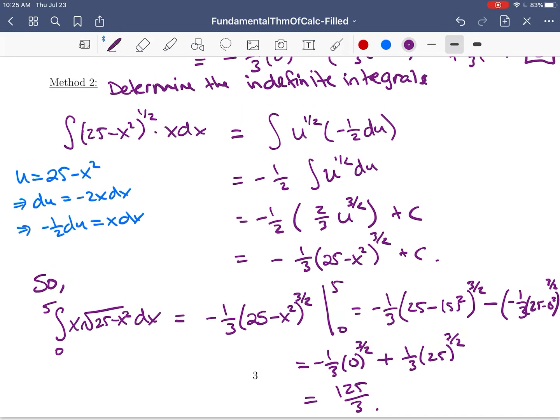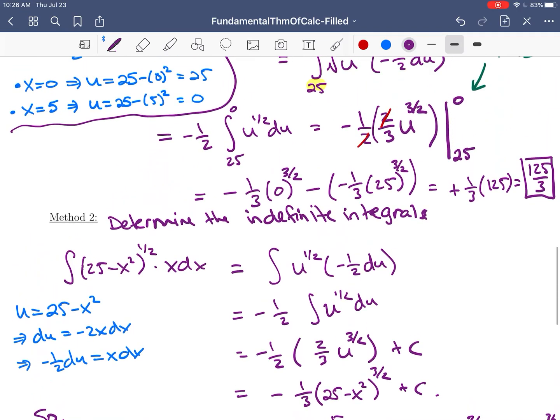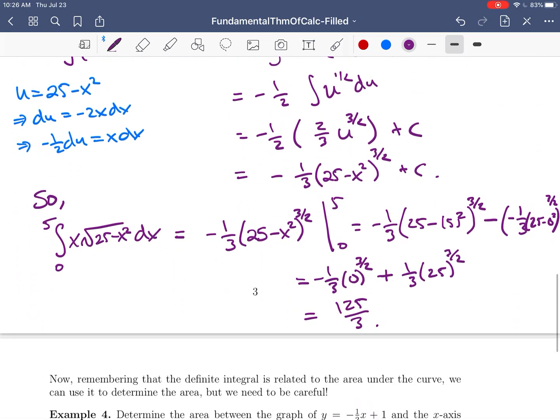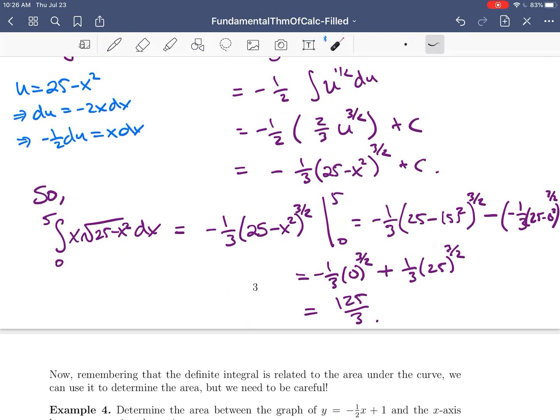What I don't want you to do is keep the bounds all the way through as x bounds, even when there are u's there, and then plug them in. That's not good notation. So you want to use either one of these methods. I prefer changing the limits because it saves you some work at the end. Sometimes these antiderivatives are very complicated, so doing lots of work in here can get confusing.